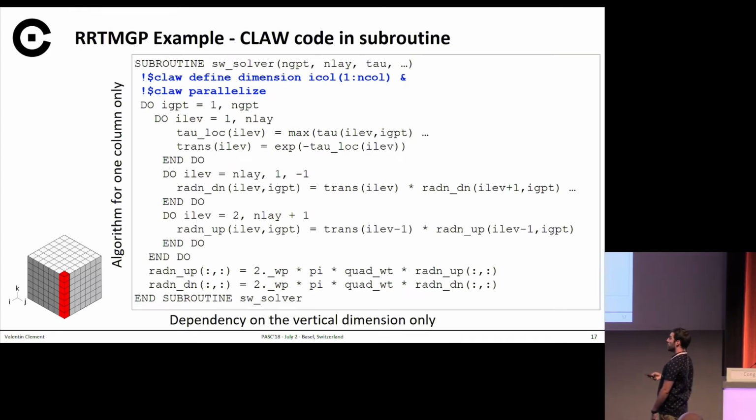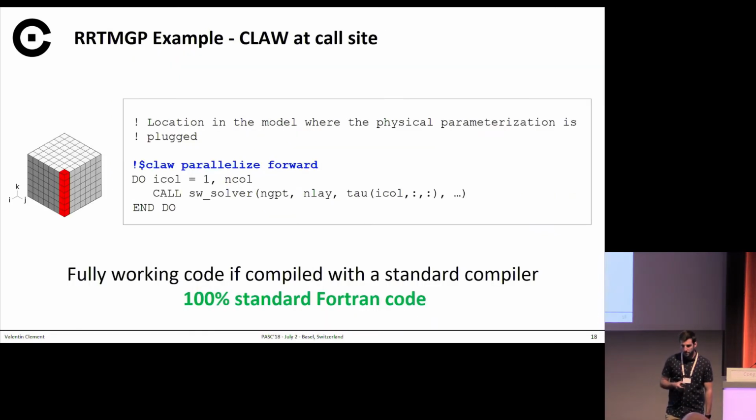And then, of course, we need a way to tell our tool that this code is a single column abstraction, and then we have to transform it. So we have a simple directive that says, okay, I have stripped the horizontal dimension, so I define a new dimension that is called I-col, so the column dimension, and then I go from 1 to the number of columns. And then I instruct my tool to parallelize this.